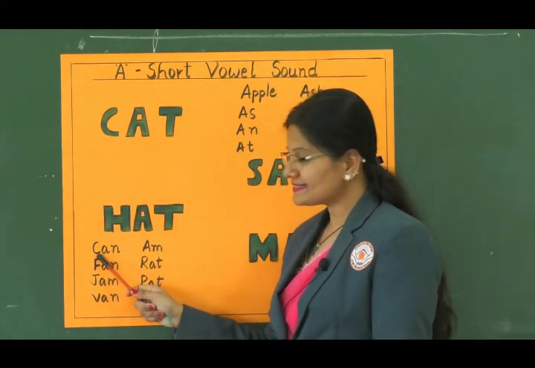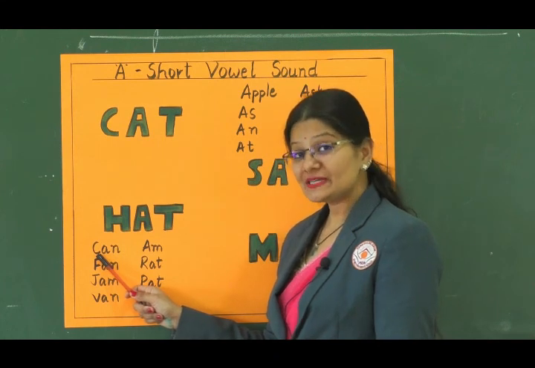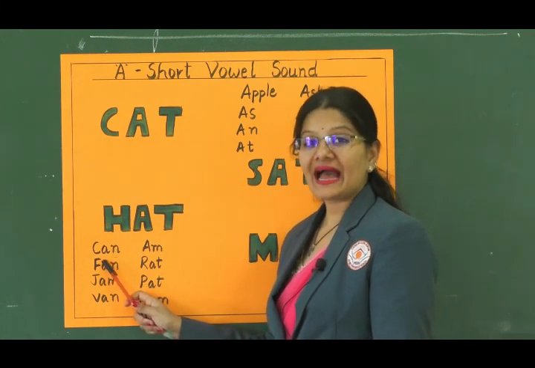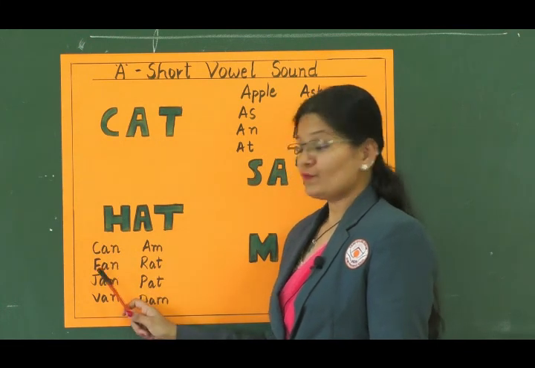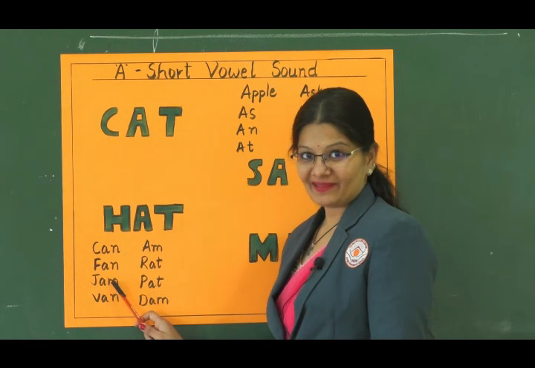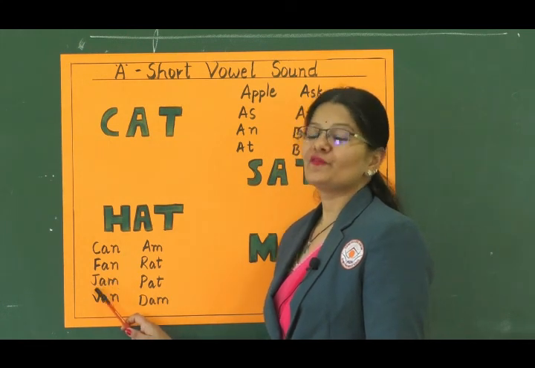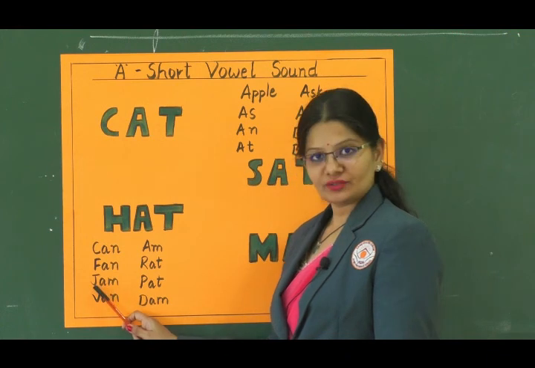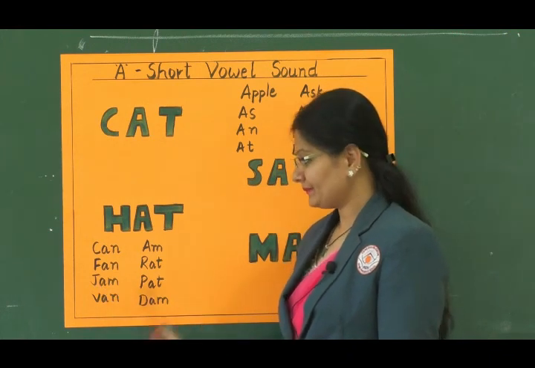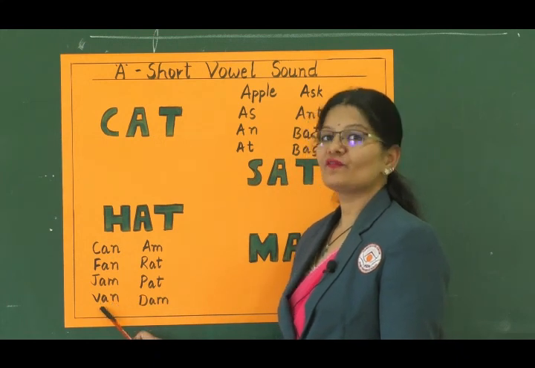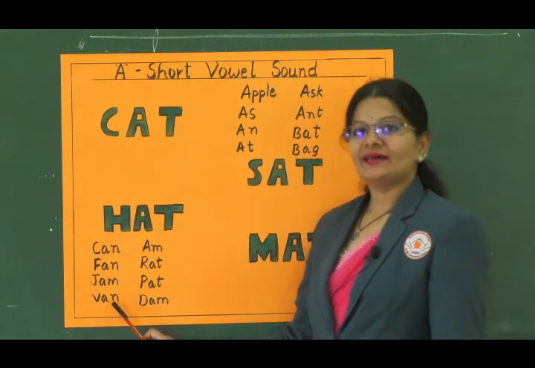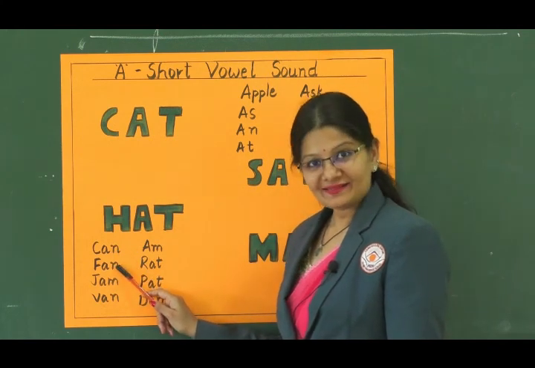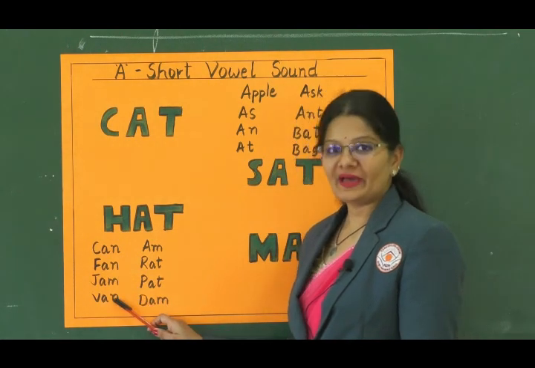What is this? C. What is the sound of C? No, can. K, A, N, can. F, A, N, fan. J, A, M, jam. V, A, N, van. Now you repeat. Can. Fan. Jam. Van.